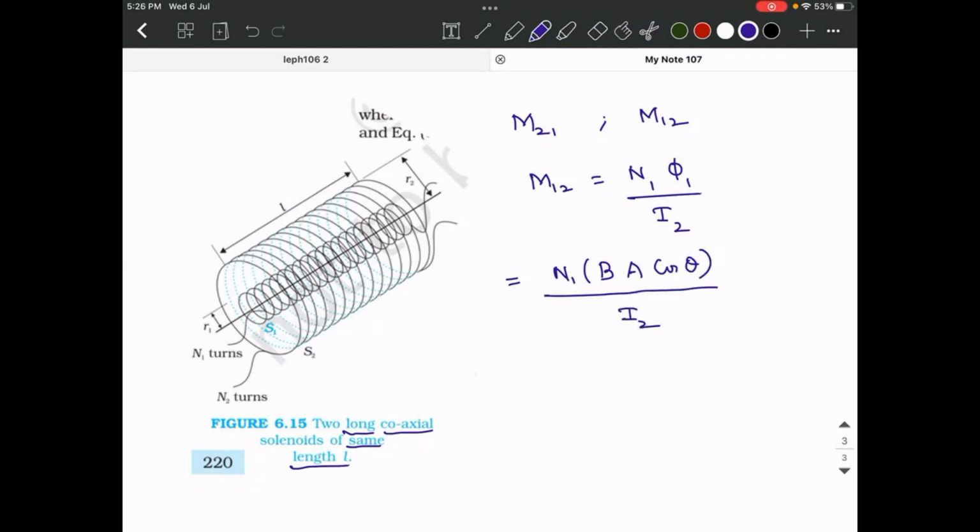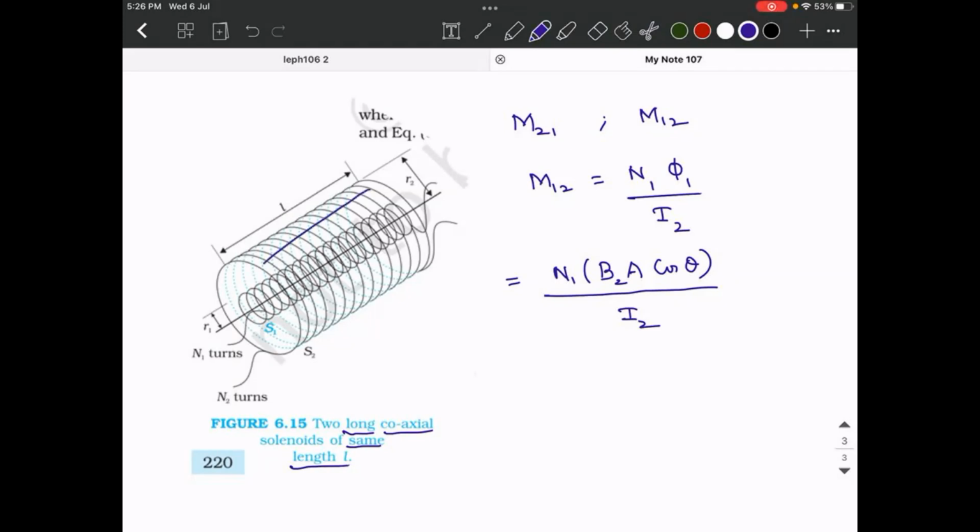Accepted? Now the question is, who's producing the magnetic field? Where does the current pass? Current is passed through the second coil. So the second coil is the one that generates the magnetic field. So though we wrote it as phi1, you should write it as B2. Then what is the area of the coil that is getting associated with this flux?